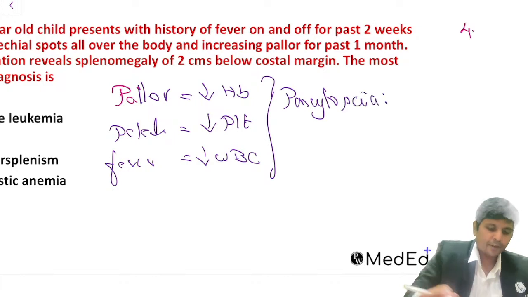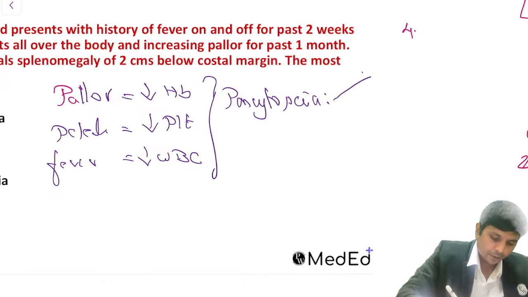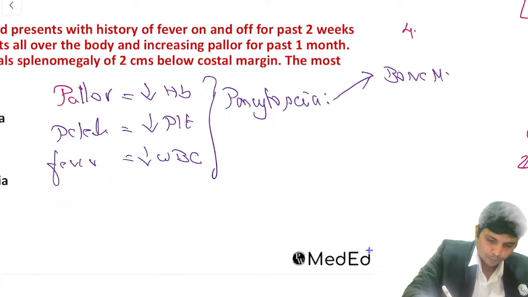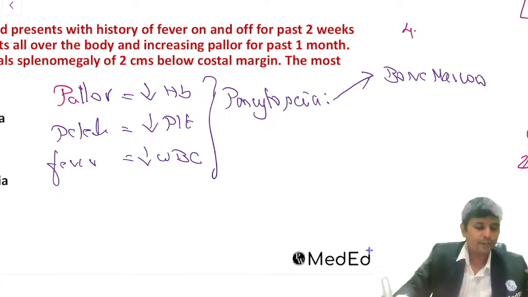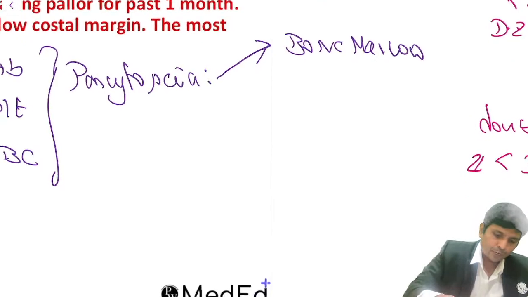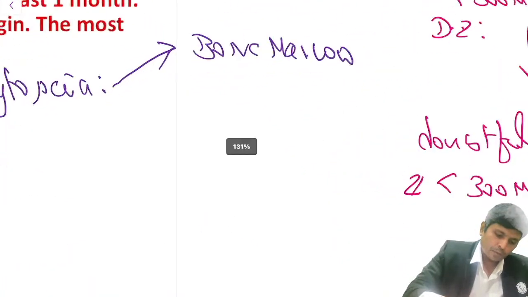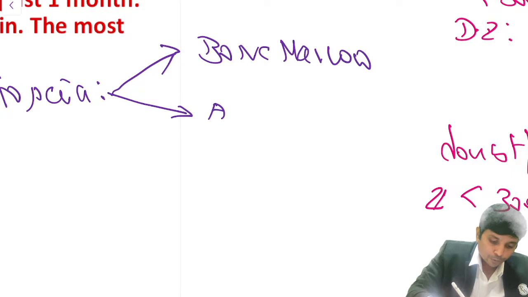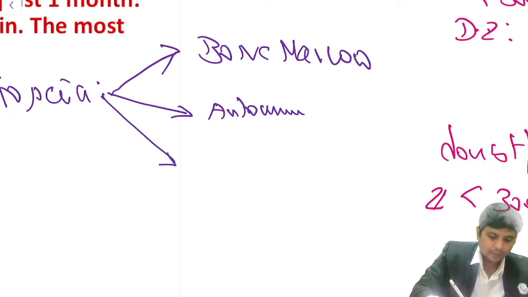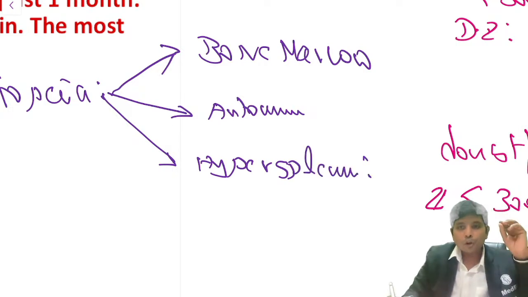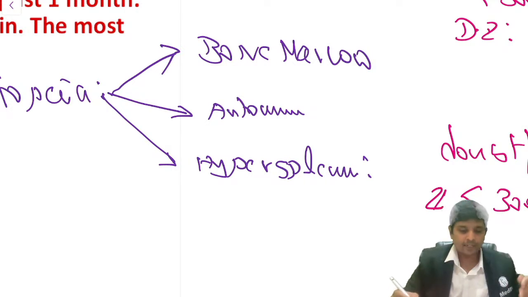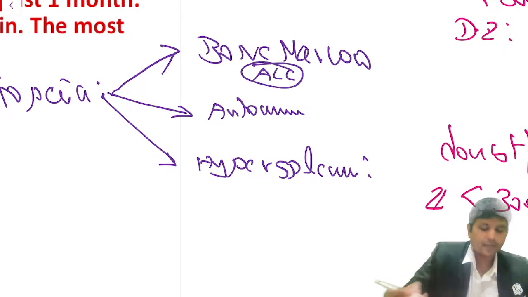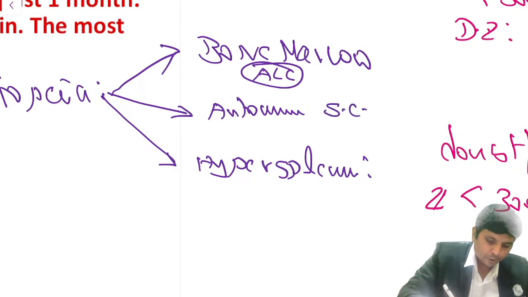Here 3 cell involvement. When you have more than 1 cell involvement, you need to think in terms of bone marrow infiltration. Second, you need to think in terms of autoimmunity. Autoimmune hemolytic anemia plus thrombocytopenia. Third one is hypersplenism. Most common bone marrow infiltration is acute lymphatic leukemia. Autoimmune hemolytic anemia, the most common cause is SLE.